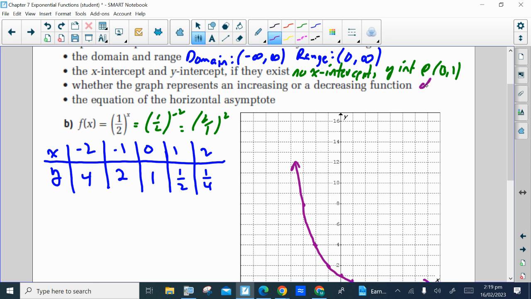This is a decreasing function. And the equation of the horizontal asymptote, once again, is the x-axis. It's an equation, so you have to have a variable, and you have to have an equal sign. It's got to be the line y equals 0. Okay?